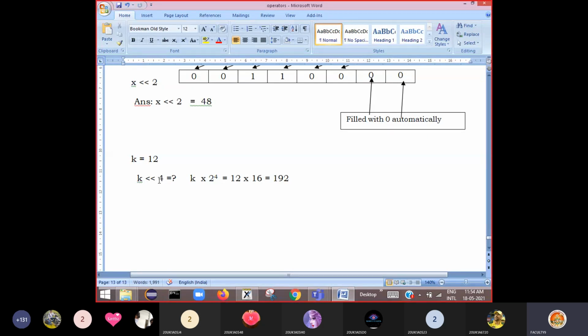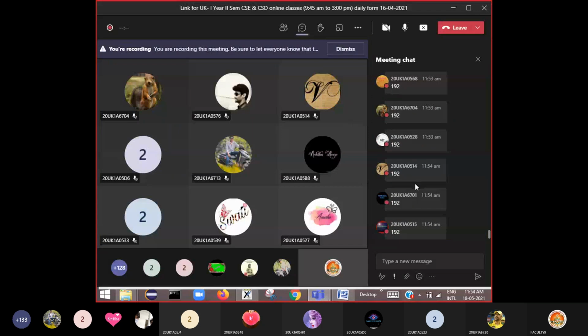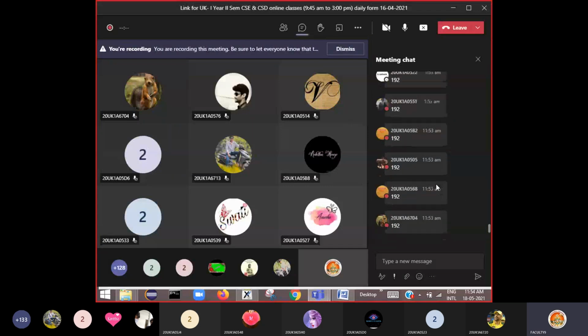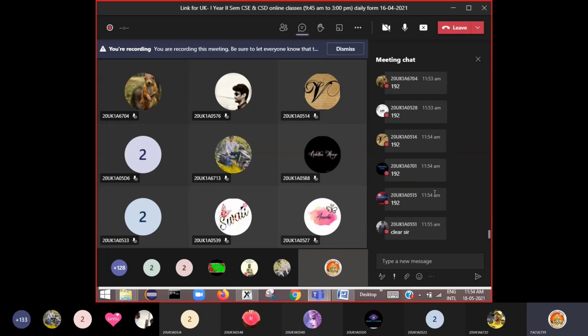Even if you are asked to move the bits by 5 positions, it is the given number into 2 power of 5. You do this multiplication, and directly you will get the result. Is it clear now? Any doubts in this still? Right, everybody is correct, 192. All those who gave the answer 192 are correct.